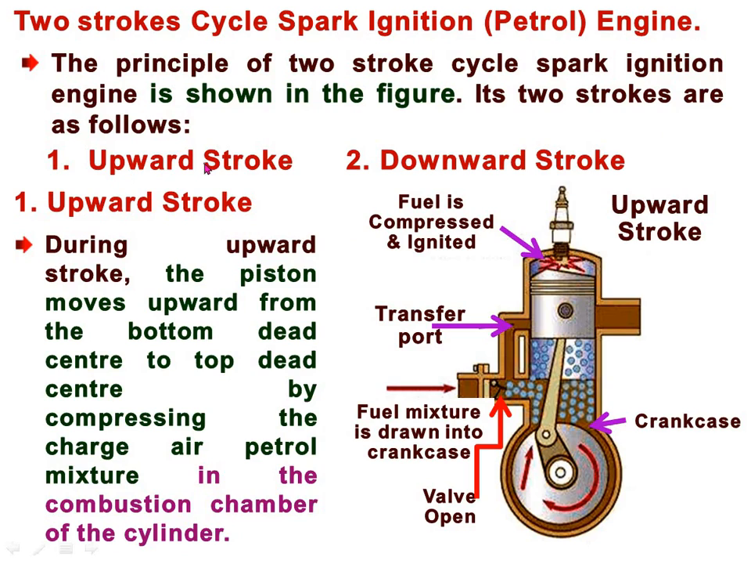This is the 2-stroke engine cycle, with an upward stroke and a downward stroke. First we will see the upward stroke. During the upward stroke, first we will see the figure, what it indicates or what it is representing. In the 2-stroke spark ignition engine, or petrol engine, instead of valves there are ports for introducing the air fuel mixture and releasing the burnt gases after the power stroke.